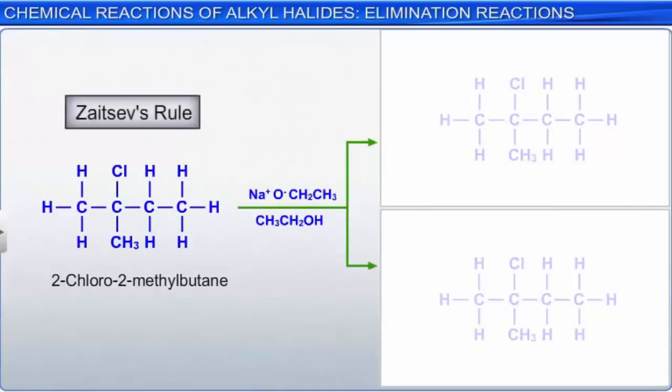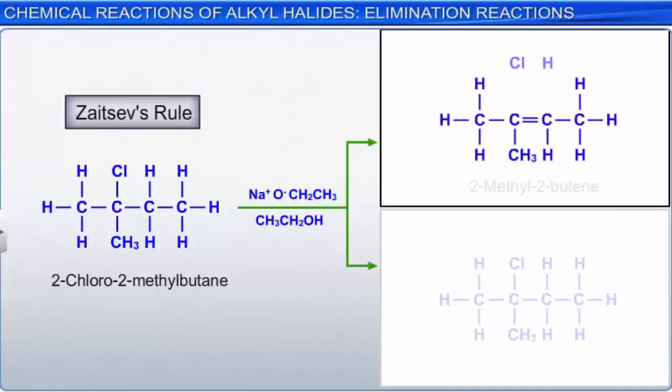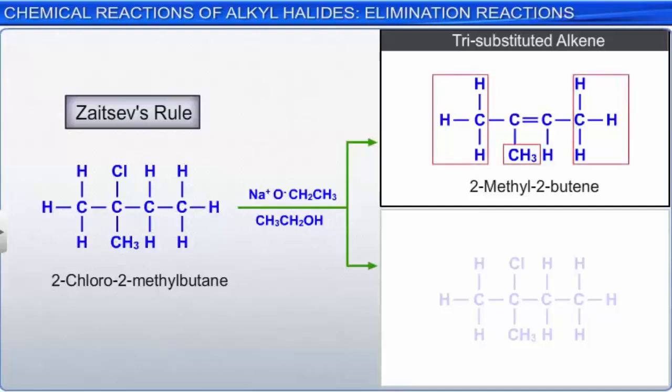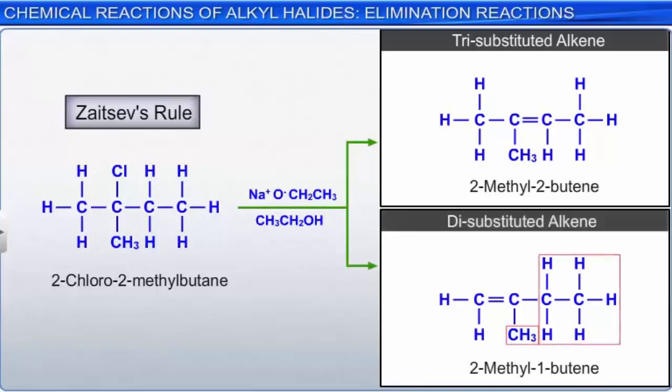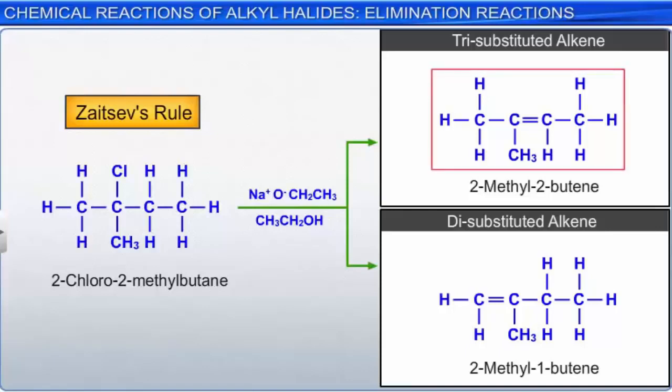Saytzeff's rule predicts which alkene is formed in the greatest amount. 2-methyl-2-butene has three alkyl substituents on the double bond. In comparison, 2-methyl-1-butene is disubstituted. Therefore, Saytzeff's rule predicts that 2-methyl-2-butene is the major product.